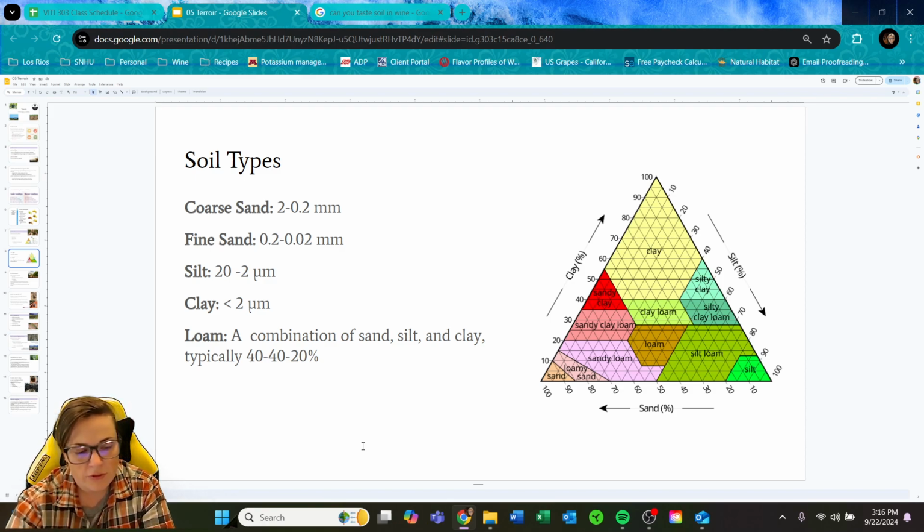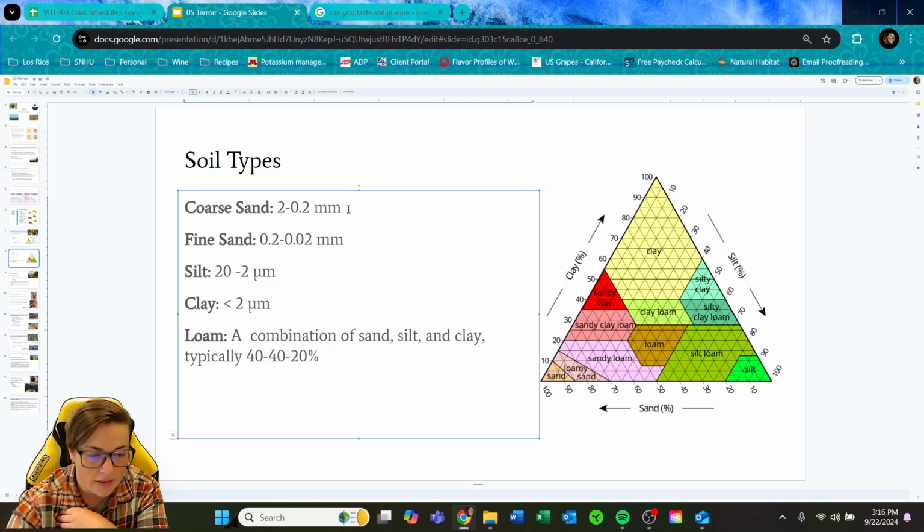So the different soil types are based off of their porosity, or the size of the particles. Coarse sand is the largest, and that goes from 2 to 0.2 millimeters. Then we have fine sand, which is 0.2 to 0.02 millimeters. If you looked at these under a microscope, these would be the larger parts of the soil. Then in the middle we have silt, which is 20 to 2 micrometers, and then clay, which is less than 2 micrometers. This is very, very small.